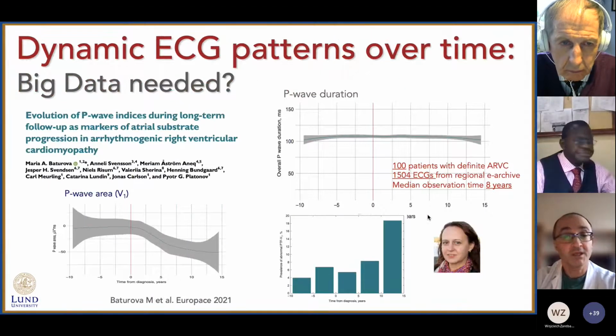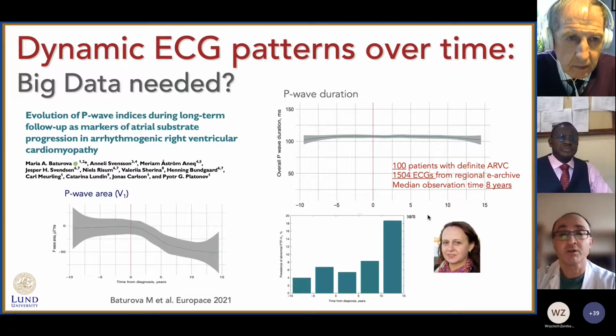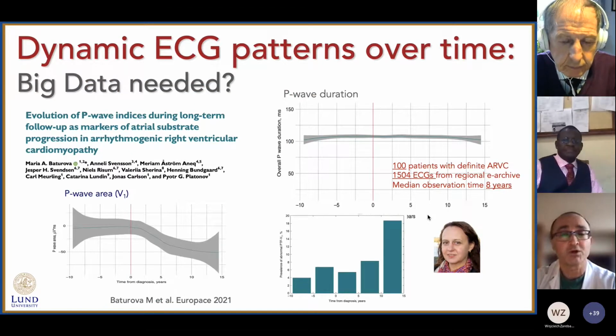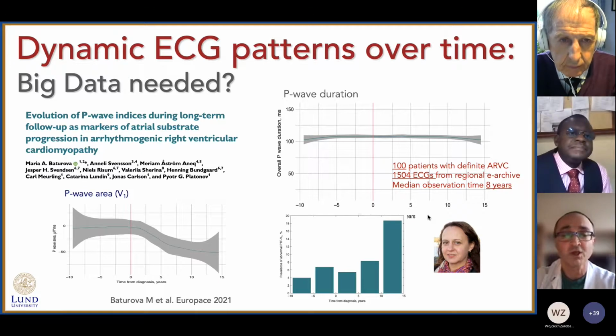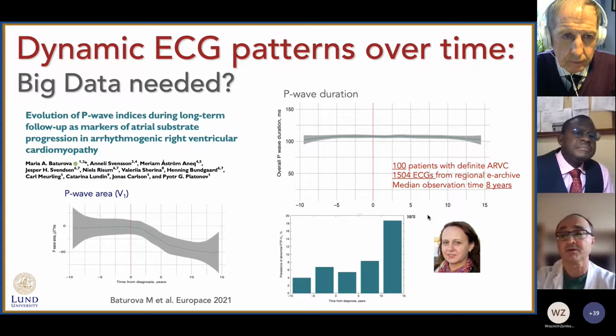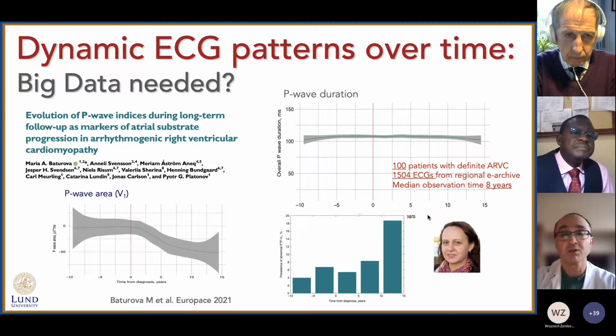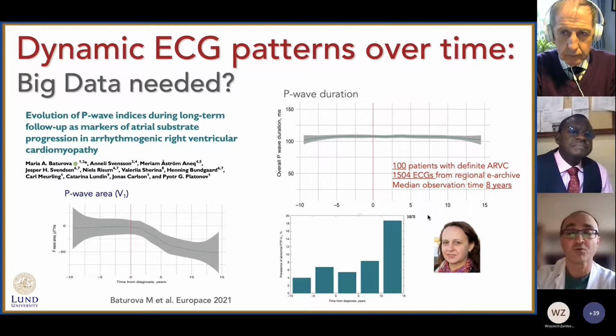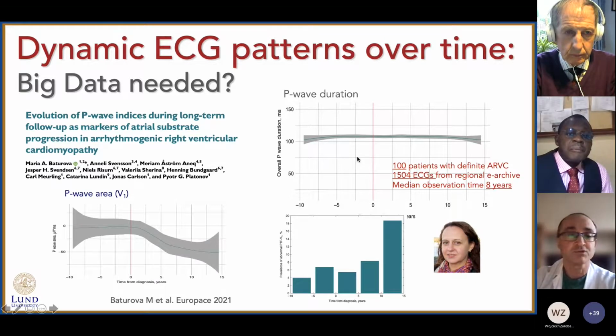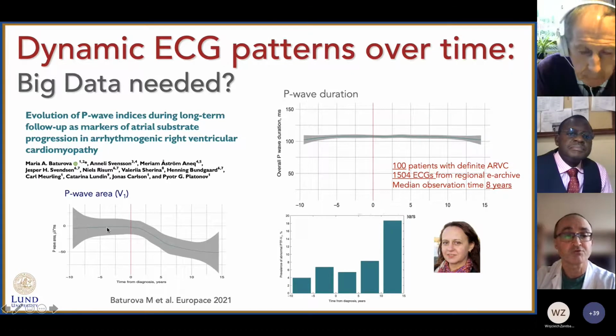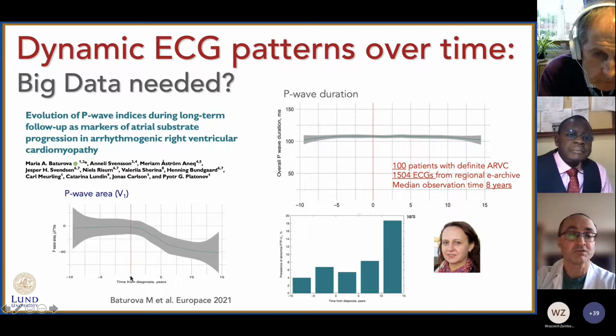We do need more data, and now that we have large clinical data sets with a lot of ECGs collected from patients, for whatever reason they contact a doctor, we may look back in time and see what happened before they got the diagnosis. What was the ECG substrate then? Our first attempt to use that approach was published in EuroPace this year, where we looked at atrial substrate, and we were able to see what happens with ECG markers prior to diagnosis, which is time zero here, and how they develop after that.